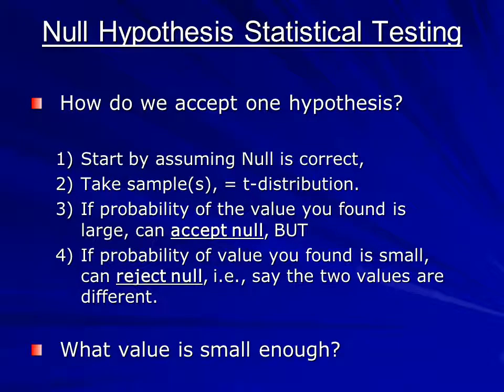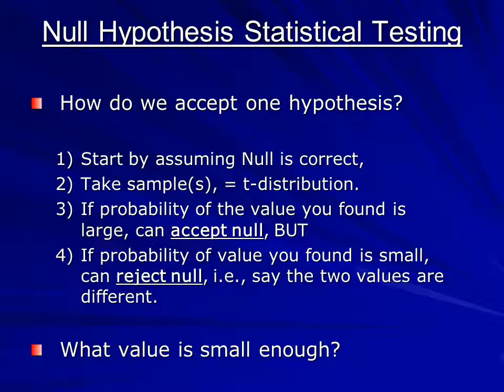So again, review. We start by assuming that the null is correct. Take some samples. If you're taking samples, you're using the t-distribution. If the probability of getting that sample, given the true population average is correct, is high, we accept the null. What does that mean? If we go back to the example of shoe sizes, if 9 is the true mean, you take a sample and you get 8.5, that's pretty close to 9. The probability of getting 8.5 given that the real average is 9 is still pretty high, so that means we accept that 9 is the real average.